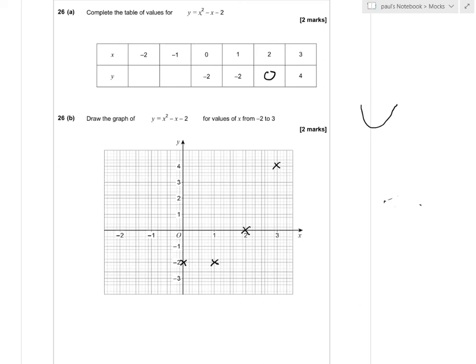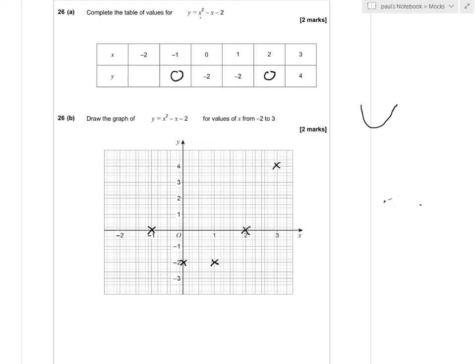Now put minus 1 in there. Minus 1 squared is 1. Minus minus 1 is the same as plus 1, so that's 2. Take away 2 is 0. So minus 1 and 0 is there. No, yeah, it's looking good. So the other one's going to be up there somewhere.